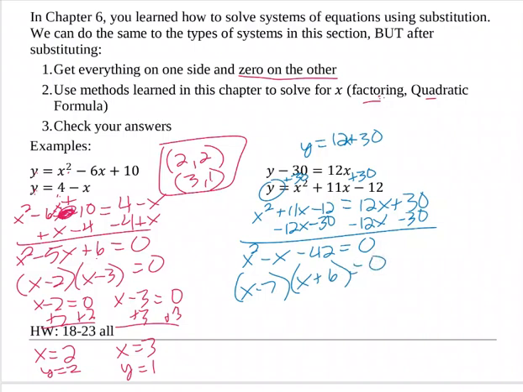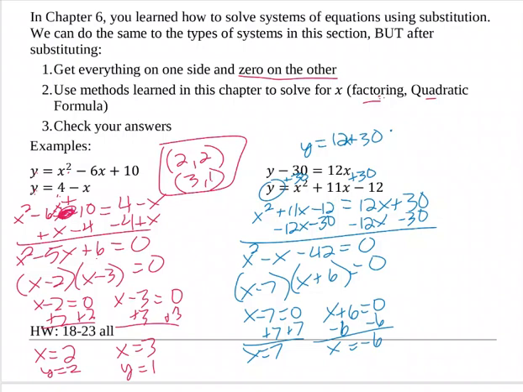Zero product property. So x minus 7 equals 0, x plus 6 equals 0. And then we solve these guys. x equals 7, x equals negative 6. Okay, now what happens? Plug them into the top equation. So I would use the top equation, but I'm actually going to use this one here where I modified it.